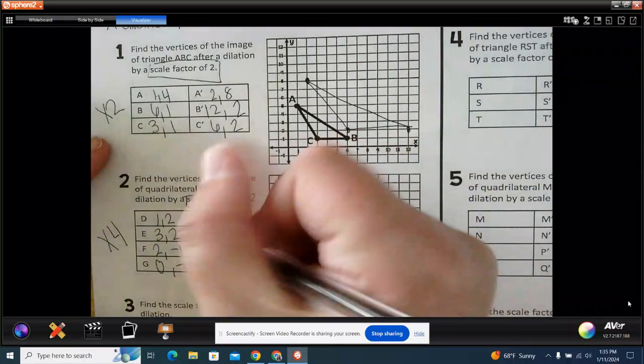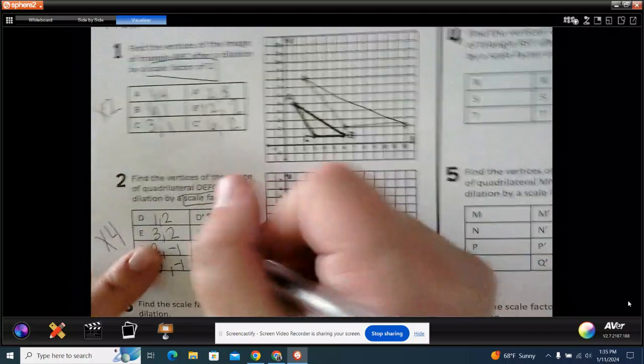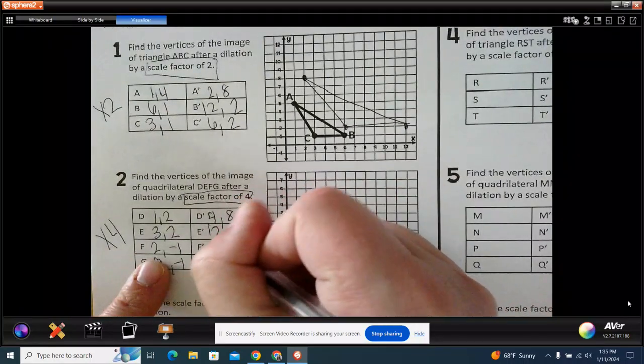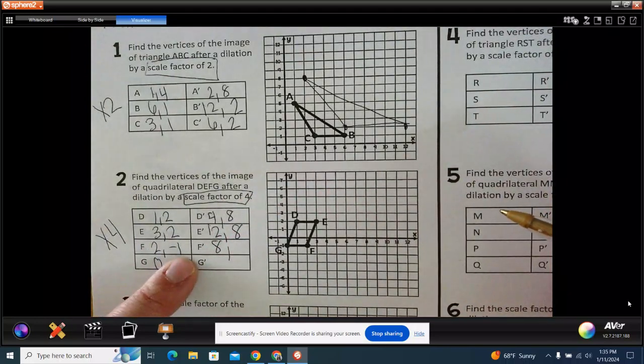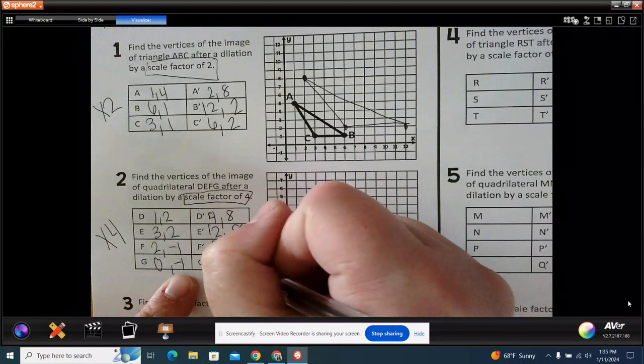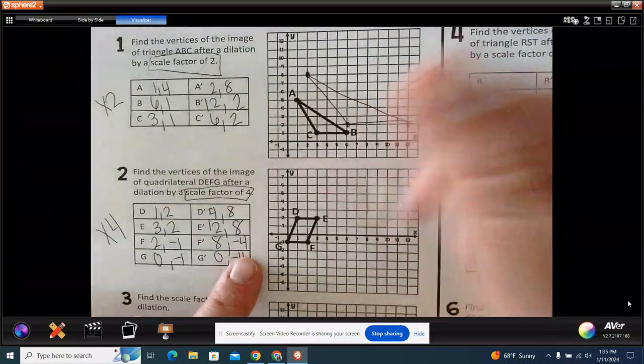So 4 times 1 is 4. 4 times 2 is 8. 4 times 3 is 12. 4 times 2 is 8. 4 times 2 is 8. 4 times negative 1 is negative 4. And 0 times 4 is 0. Negative 1 times 4 is negative 4. And so then we're going to graph our new image.